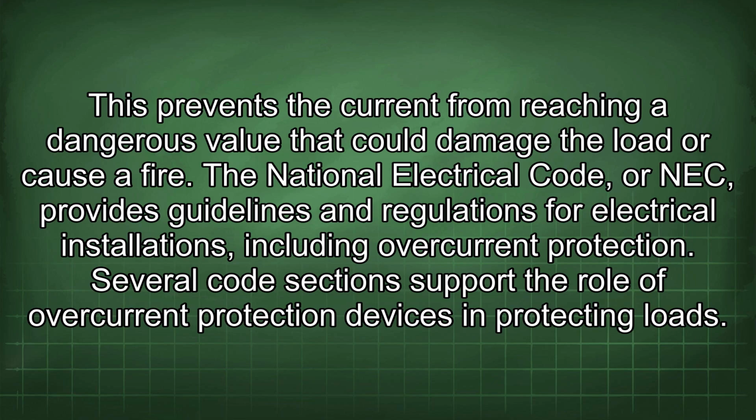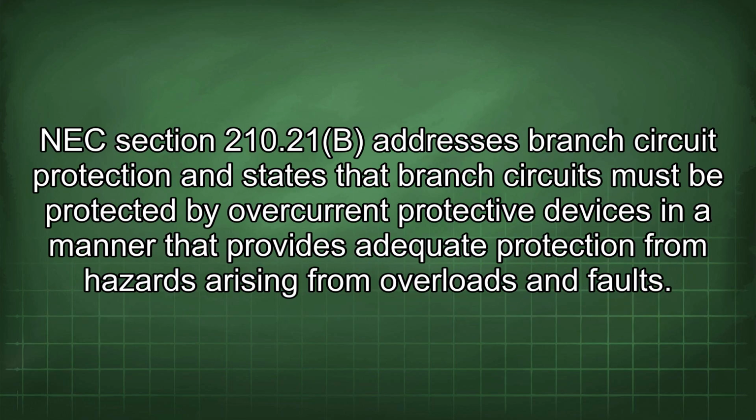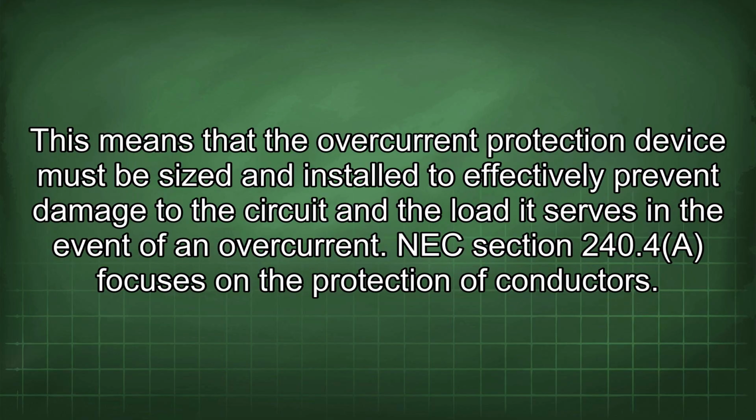The National Electrical Code, or NEC, provides guidelines and regulations for electrical installations, including overcurrent protection. Several code sections support the role of overcurrent protection devices in protecting loads. NEC Section 210.21(B) addresses branch circuit protection and states that branch circuits must be protected by overcurrent protective devices in a manner that provides adequate protection from hazards arising from overloads and faults. This means that the overcurrent protection device must be sized and installed to effectively prevent damage to the circuit and the load it serves in the event of an overcurrent.